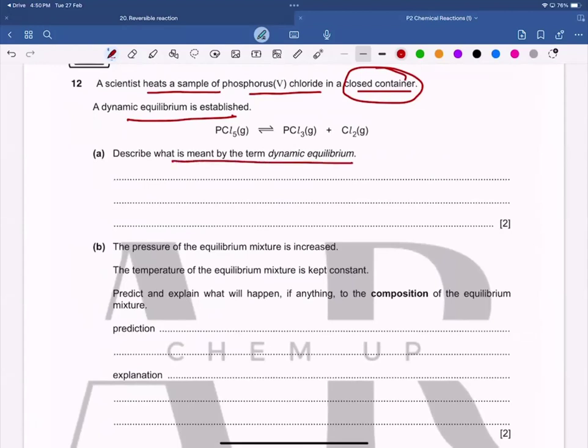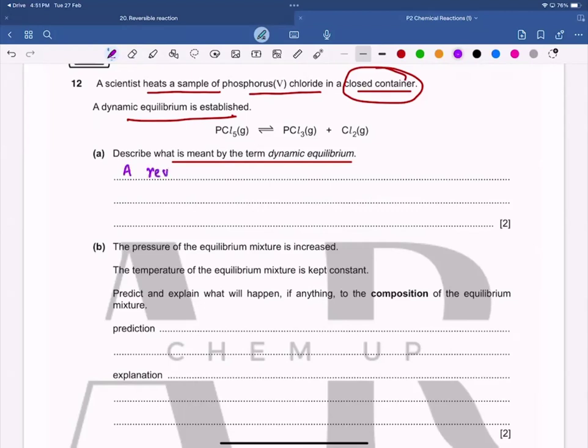What is meant by the term dynamic equilibrium? Who can tell me this? Manahil, you were there in the last class. What does dynamic equilibrium mean? When the forward reaction and the backward reaction are the same. No, you can't say balanced. Yes, Laiba. The rate of forward reaction and the backward reaction is the same for a reversible reaction.